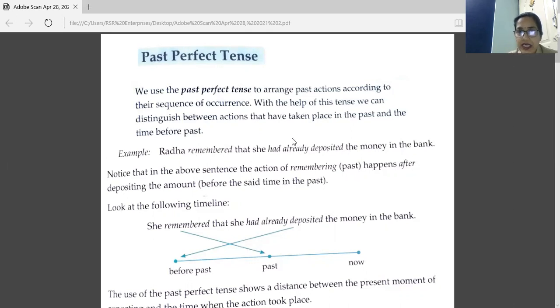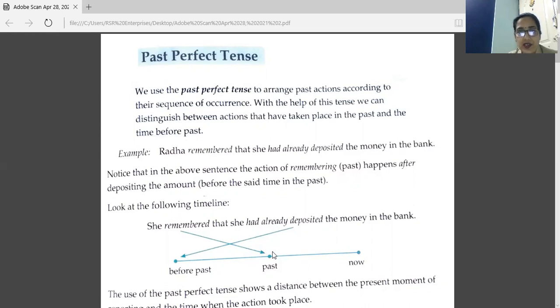Now, you have to see in the past which action occurred first and which action after that. So the first work which was done, that was deposited. And after that, the action which was done, that was remembered. So with the first action, you have to use past perfect tense, that is had already deposited. And with the second action, you have to use simple past tense, right?